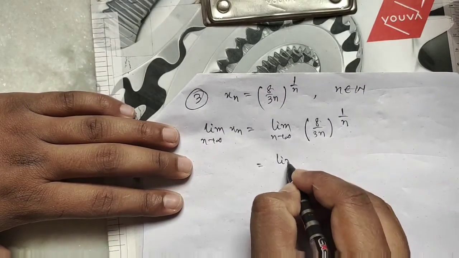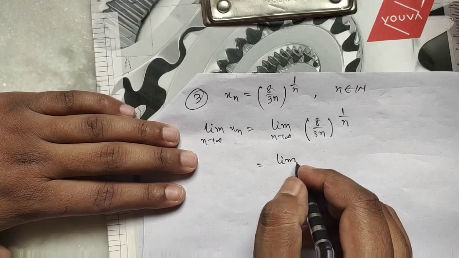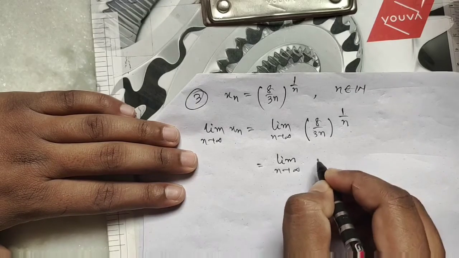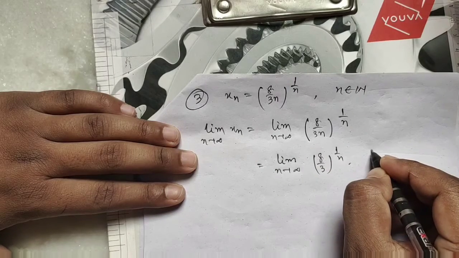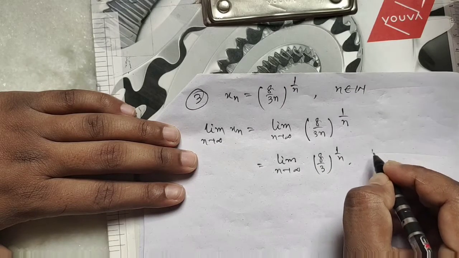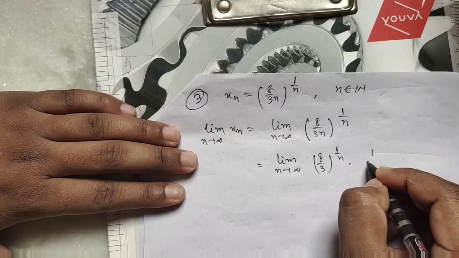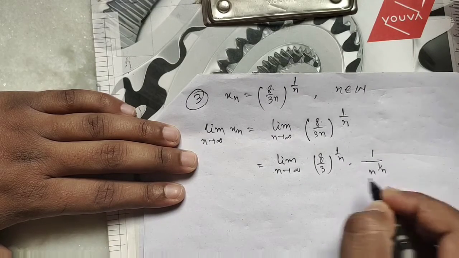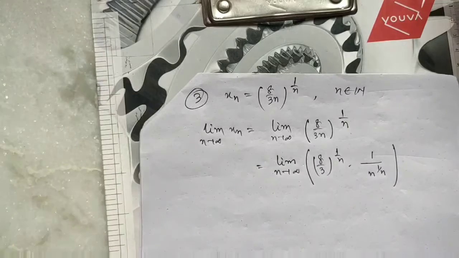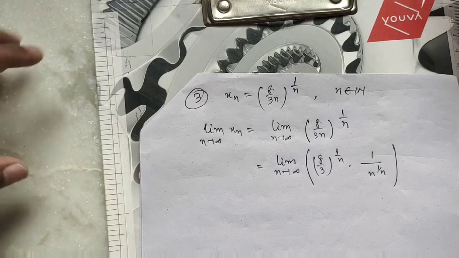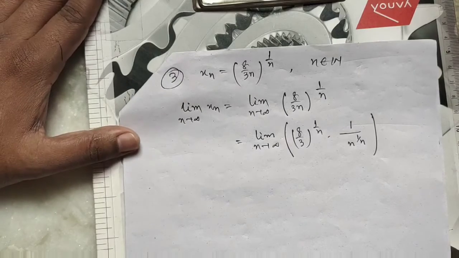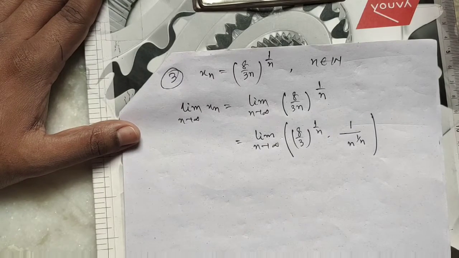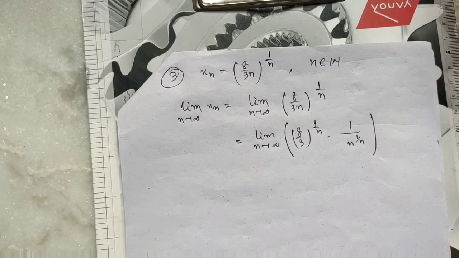So this equals limit n tends to infinity (8 by 3) whole to the power 1 by n into (1 by n) to the power 1 by n. Clear? So we have (8 by 3) to the power 1 by n and (1 by n) to the power 1 by n.